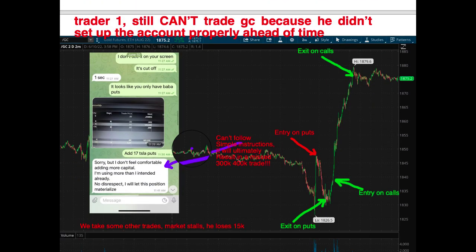This is what trader 1. Trader 1 still cannot trade gold calls. He cannot, because his account is not properly set up, which he should have had done ahead of time. And we're starting to take some other trades. And at one point I tell him, as I told my other guys, to add Tesla puts. And Tesla puts is a bad trade for the day.